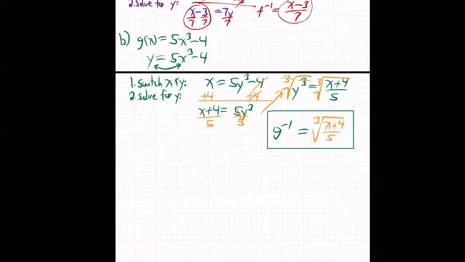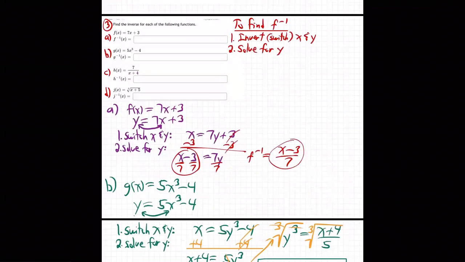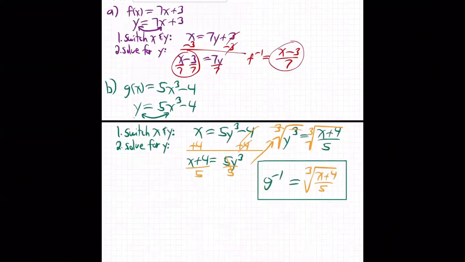All right, and now part C. Part C right here. H of x is 7 over x plus 4.